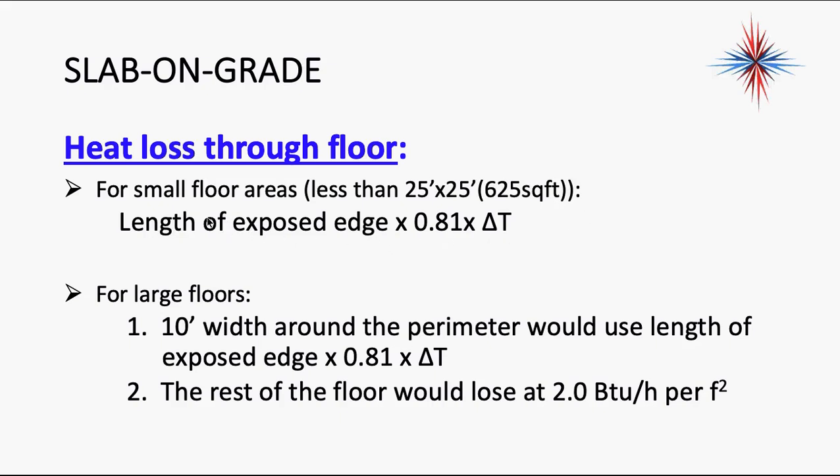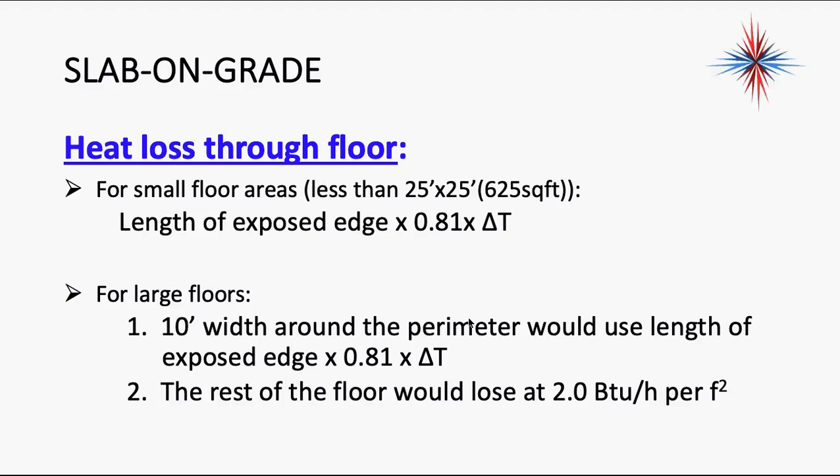That's your heat loss. So here, instead of using area, you are using the perimeter around the concrete floor. Multiply by 0.81, and then times your delta T, which is your temperature difference, and that gives you your heat loss through the floor.